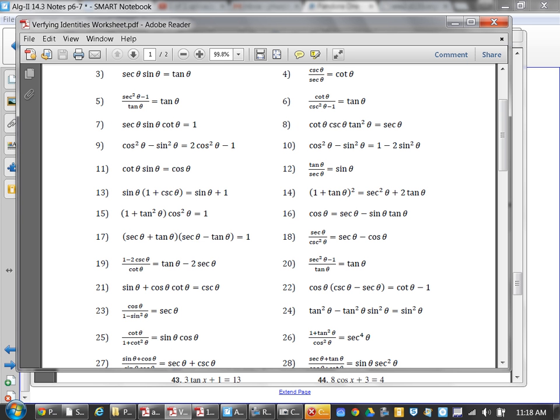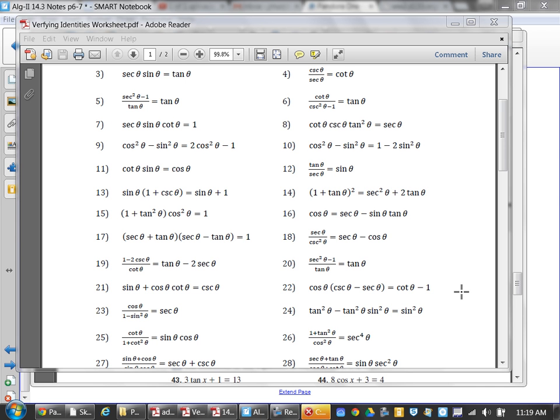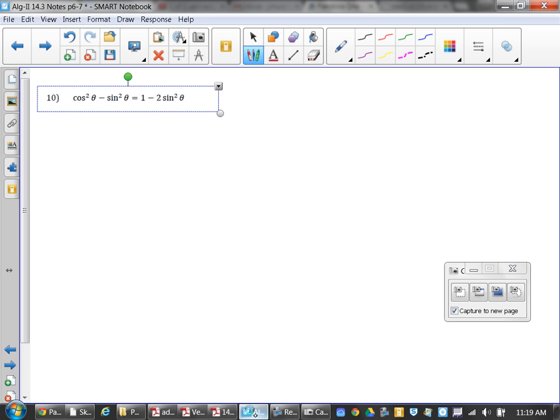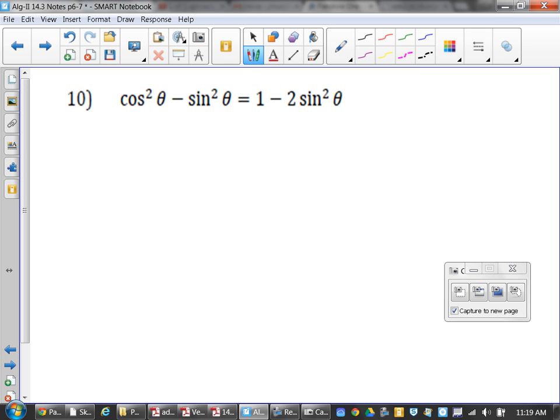Let's use the Pythagorean identity. Okay. So cosine squared is equal to 1 minus sine squared. Okay. Notice.